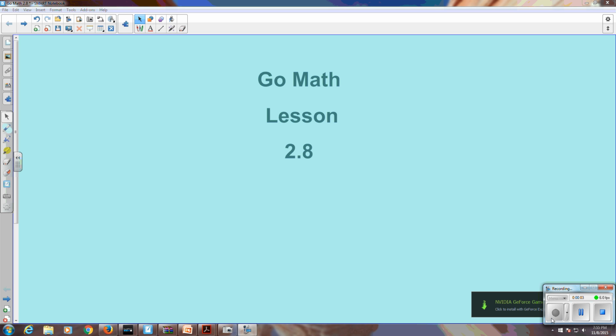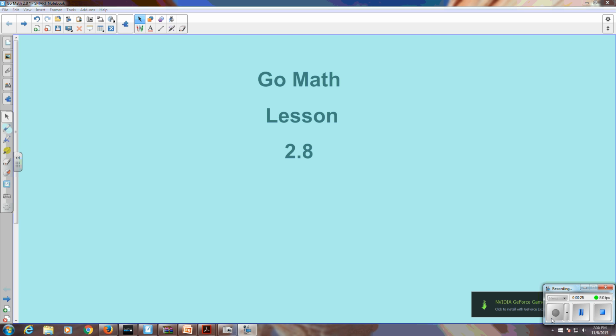Hi everyone, today we're going to work on Gold Math Lesson 2.8, which asks us to use mental math and properties to help us multiply numbers. Now when we use mental math, that's when we try to do the math problem in our head without pencil, paper, or calculator. Do you remember ever doing that before?